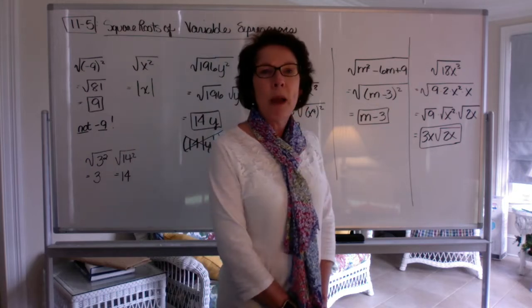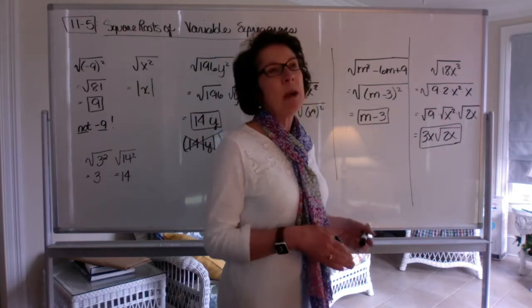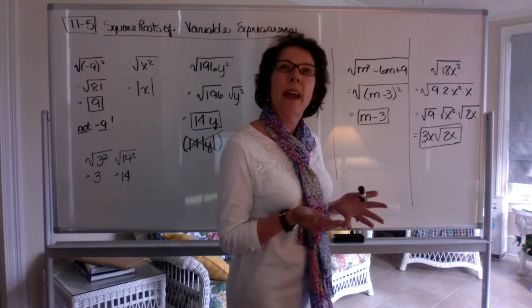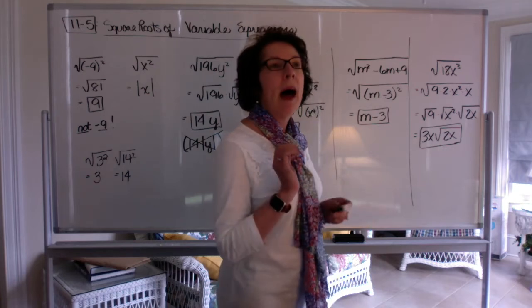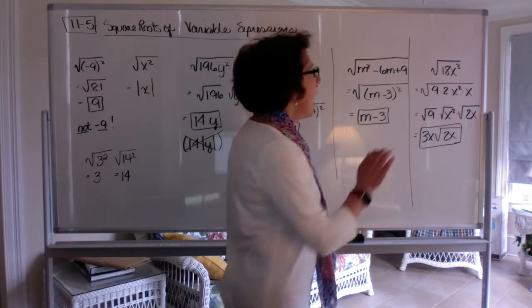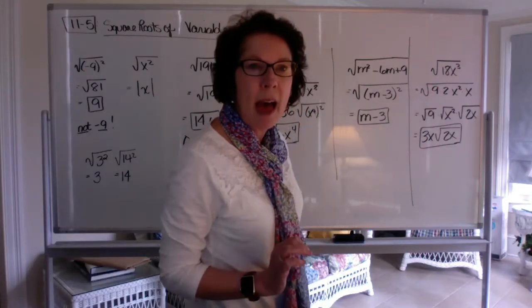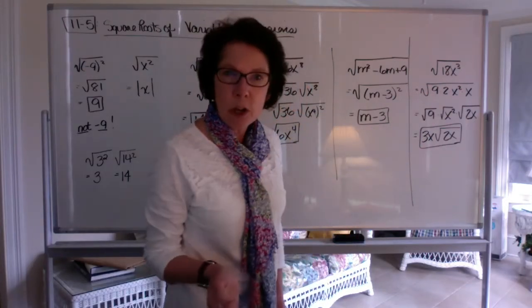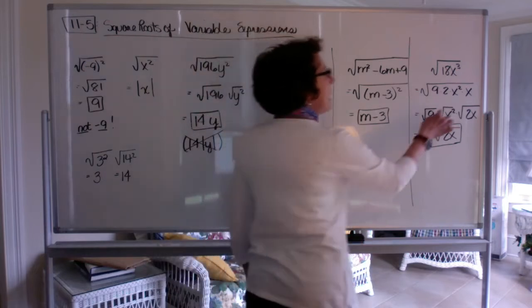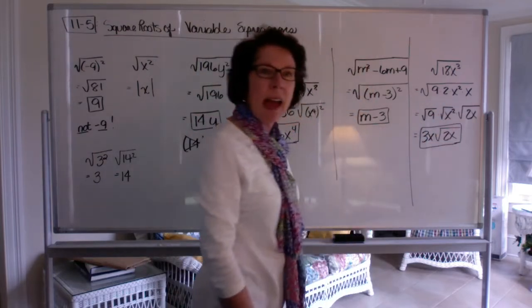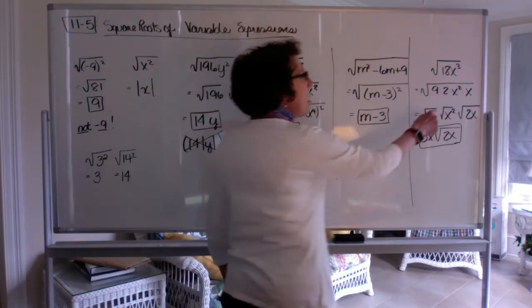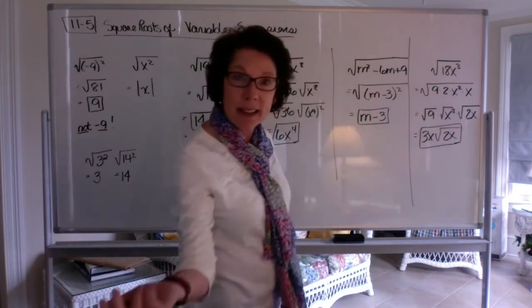Now, it might help. Remember, yesterday we learned about something like the square root of 18. We're going to look for perfect square factors. And 18 can be written as 9 times 2. Well, we know how to do that. But what am I going to do with x cubed? Well, x cubed is really x squared times x. All right? And x squared is a perfect square of x.